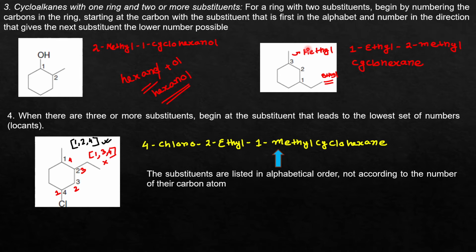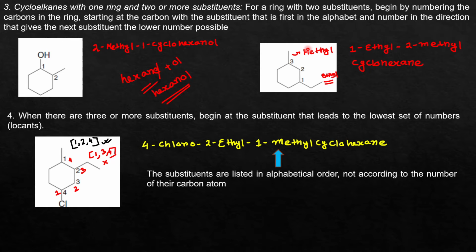Now suppose you start the numbering like this: 1, 2, 3, 4. Now you can see what set of numbers you are getting where the carbon atom is attached with the substituents. That is 1, then 3, then 4. So this is the set of numbers you get when you do the numbering in this way, in the clockwise direction.